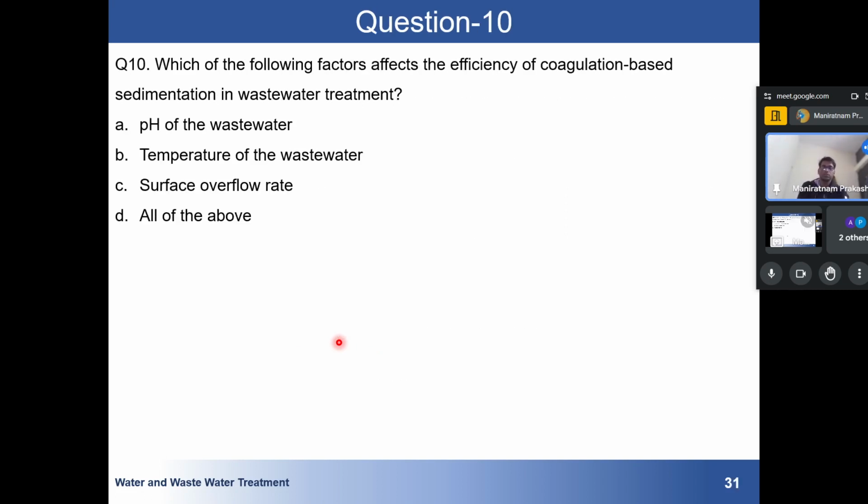The last question is: which of the following factors affect the efficiency of coagulation and sedimentation in wastewater? Okay. So I hope you are clear with the terms coagulation and flocculation. I have not written it in the PPT, but I will just read out what are those things which are generally used in our treatment plant. Okay now.